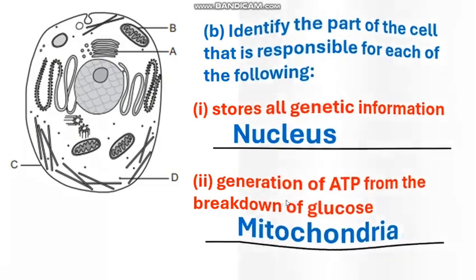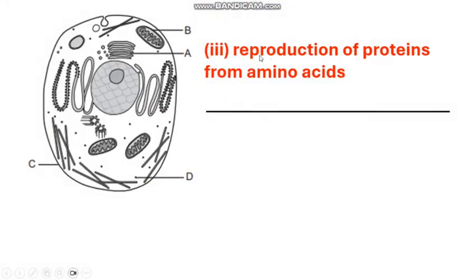We now come to our question B3. Which part of the cell is responsible for production of proteins from amino acids? When you look at this diagram, the part that is responsible for production of proteins from amino acids is the part labeled D, this one, which are the smaller black dots, which are called the ribosomes. So the answer here is D, ribosomes. The ribosomes are in charge of protein synthesis. So we have answered our question 1A and question 1B.